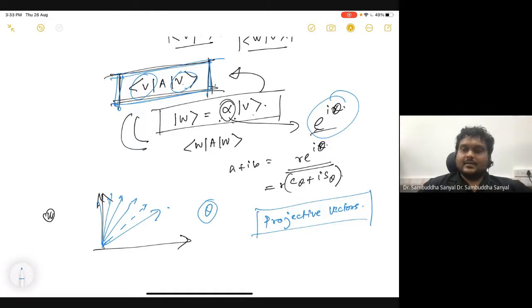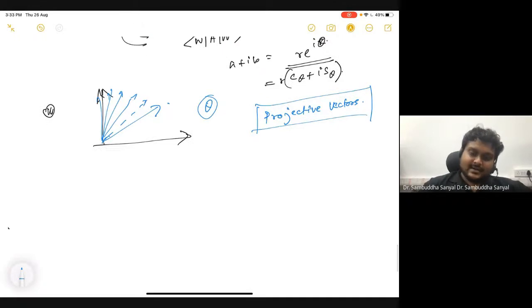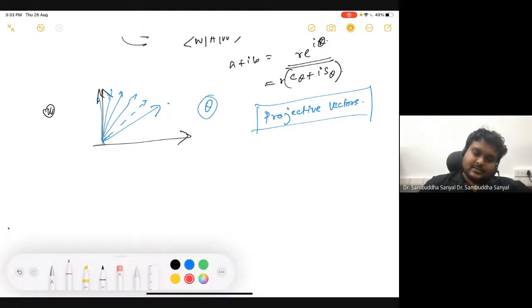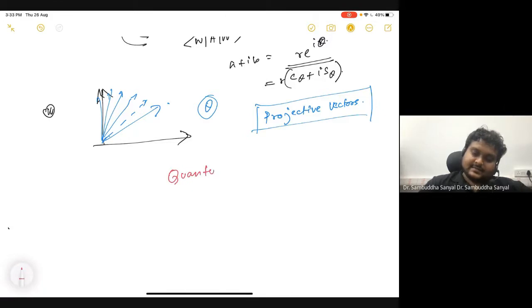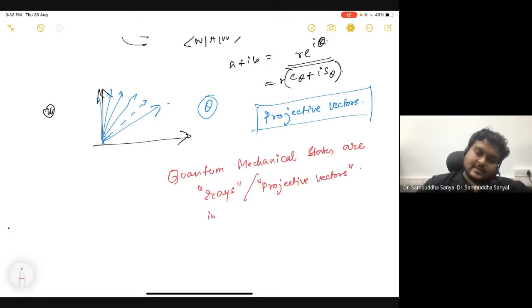And the bottom line from this is that quantum mechanical states are rays. So rays are projective vectors in a complex vector space, also known as Hilbert space.